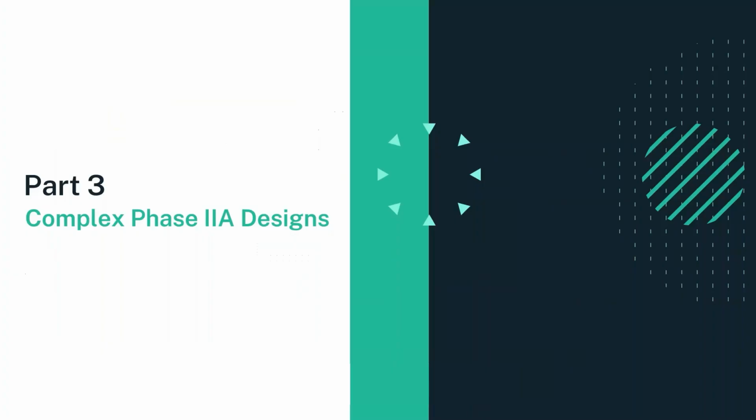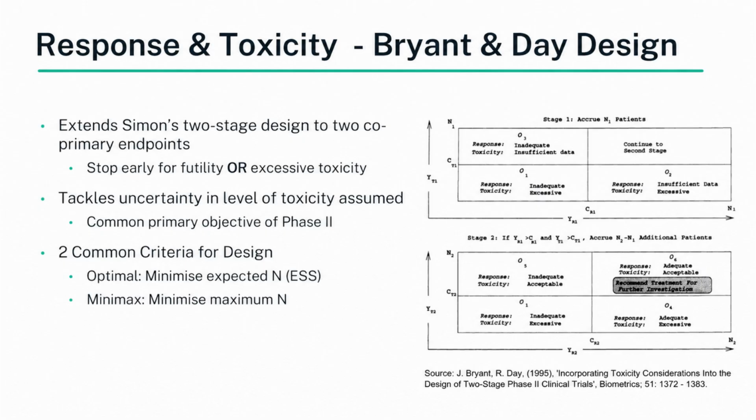Okay, so moving on, let's have a look at some more complex phase 2A trial designs. So the first one we're going to take a look at is the Bryant and Day design. This design is based on the 1995 paper, which essentially expands upon Simon's design by incorporating a co-primary endpoint for both efficacy and toxicity. So this design is very similar to Simon's design, except that at each analysis, there's going to be an additional option to stop the trial if there is unacceptably large levels of toxicity.